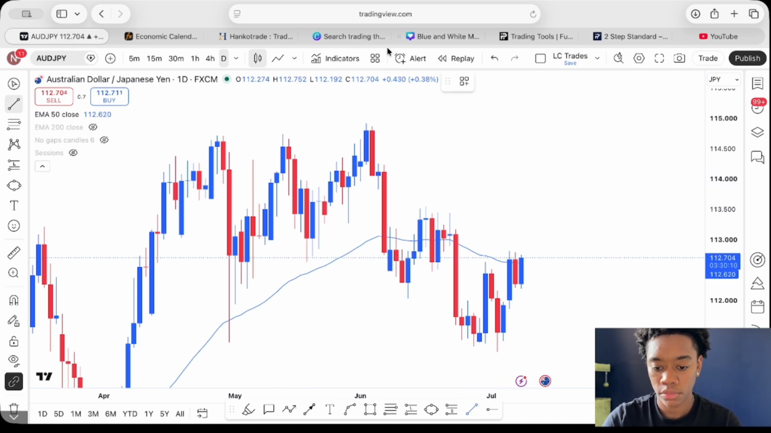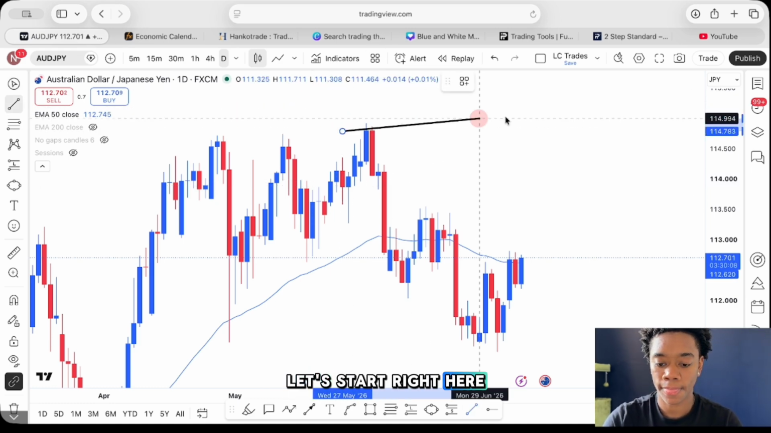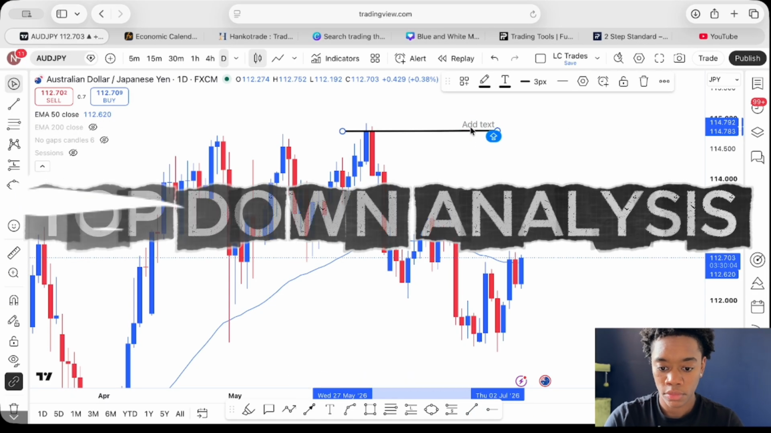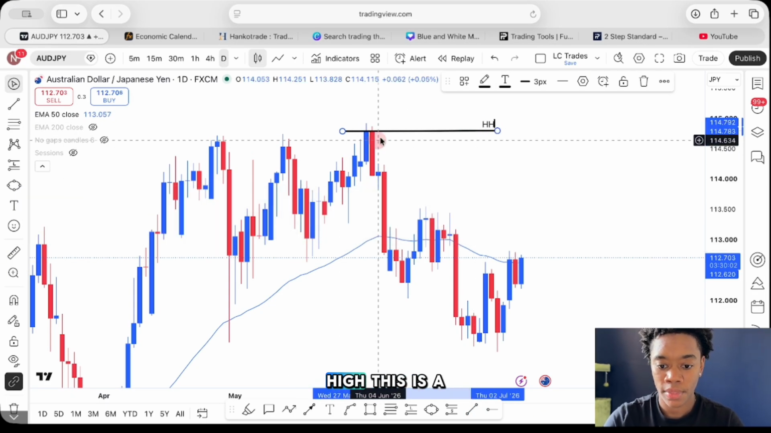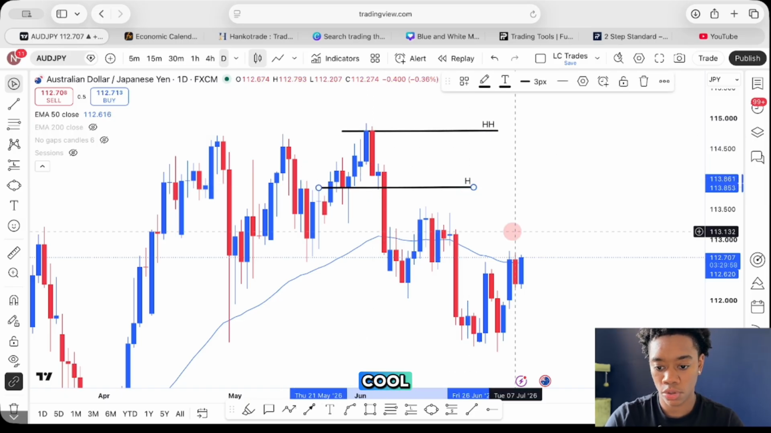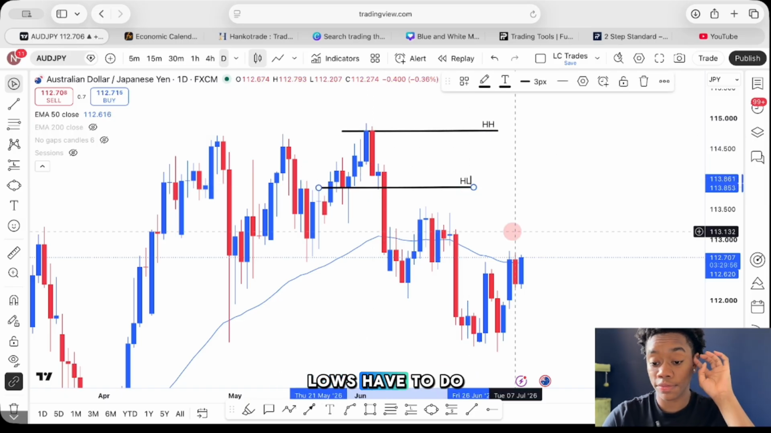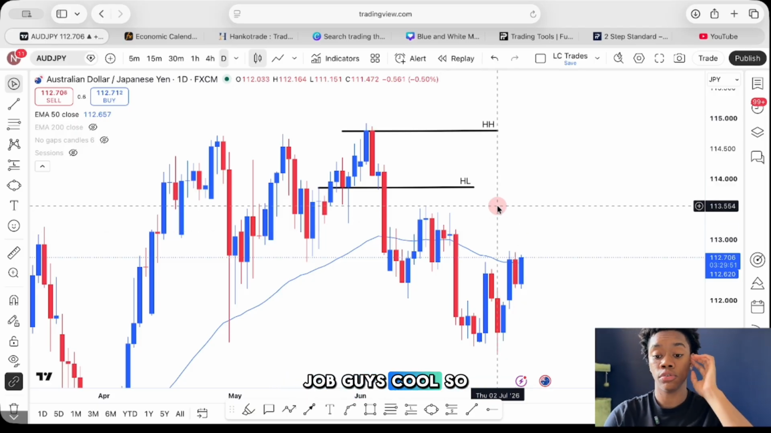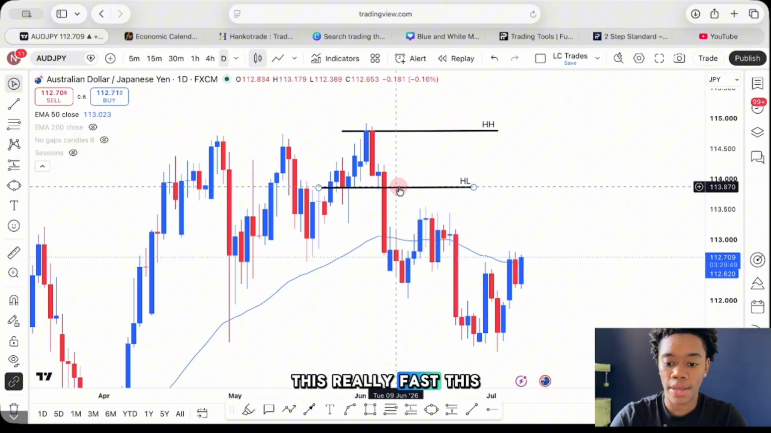So let's start right here on the daily. We're going to do top-down analysis. This is a higher high. This is a higher low right here. Higher highs and higher lows have to do with what? Yes, bullish trends. Good job, guys. Cool. So we're going to go through this really fast.